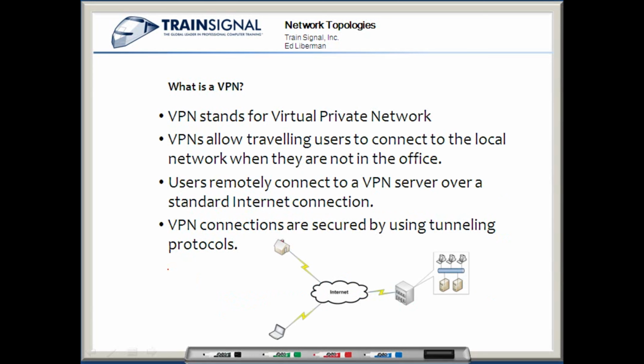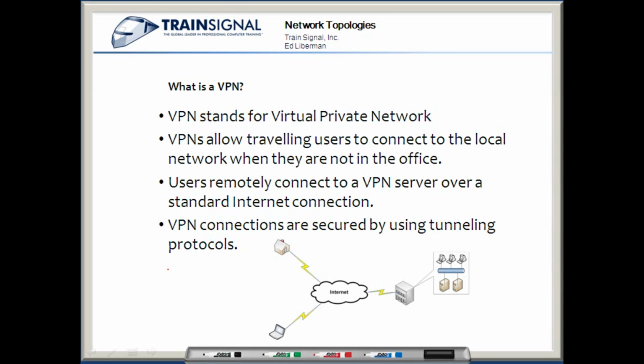All right, now moving along with more of the logical topology side of things, we need to talk about VPNs. What is a VPN? Well, VPN stands for Virtual Private Network, and it means just that. It means that virtually somebody away from the office who's not at the local network can connect and virtually be part of that private network. VPNs allow your traveling users to connect back to your local network while they're not in the office.